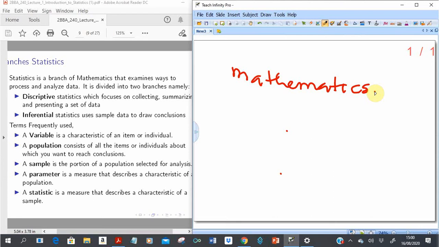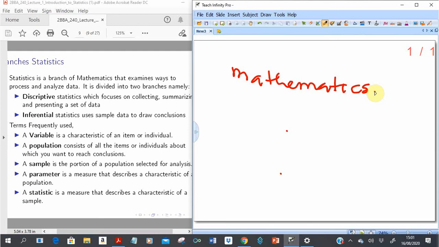Let's say the time that you report for work, the number of books that you have, the number of courses that you're taking, the number of students in your program of study. Those are characteristics of an individual or an item. A population consists of all items or individuals about which you want to reach a conclusion. All individuals or items under consideration will be called our population. And our sample is a portion of a population.